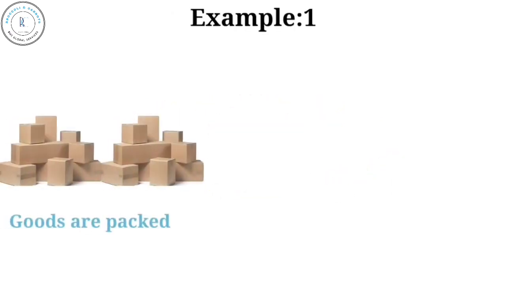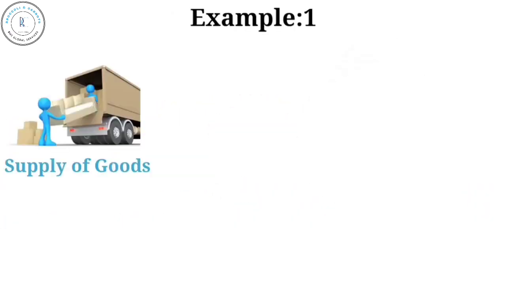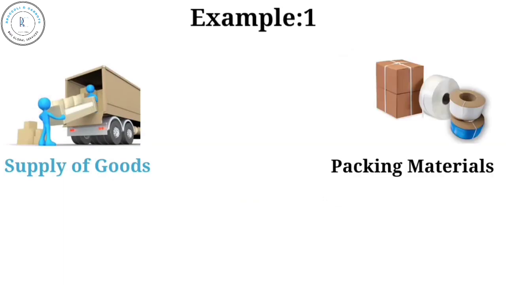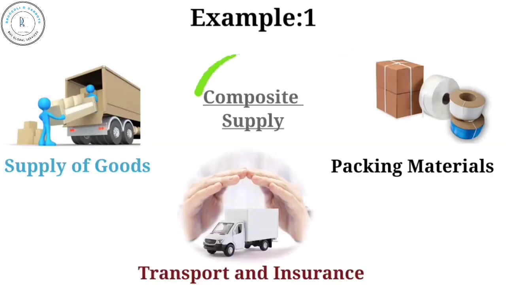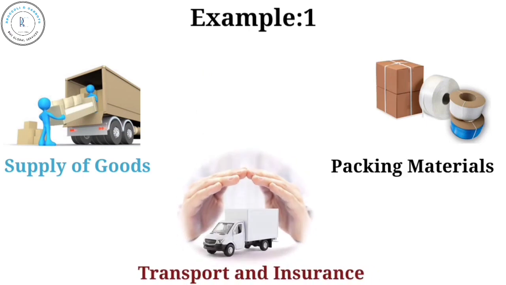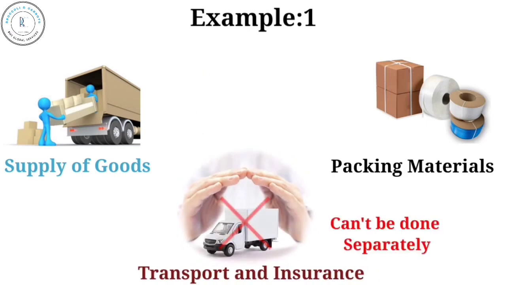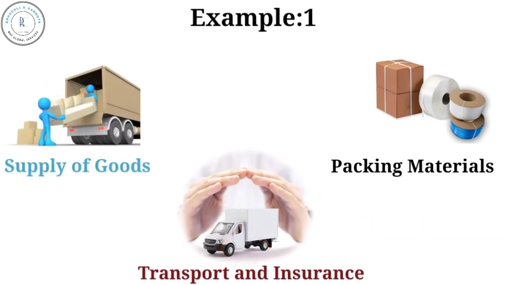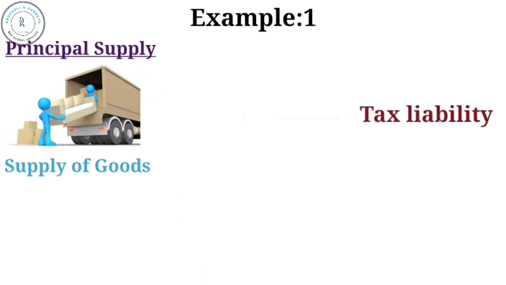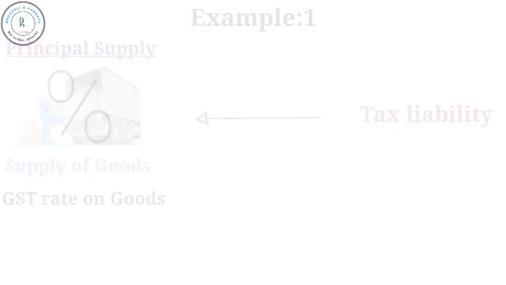Example: goods are packed and transported with insurance. The supply of goods, packing materials, transport and insurance is a composite supply. Insurance and transport cannot be done separately if there are no goods to supply. Thus, the supply of goods is the principal supply. Tax liability will be the tax on the principal supply, that is, the GST rate on the goods.